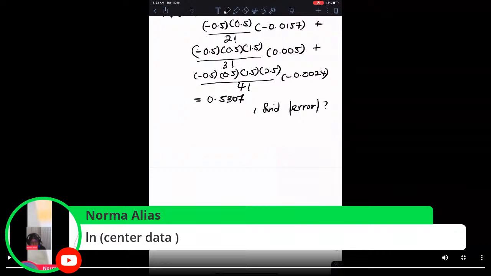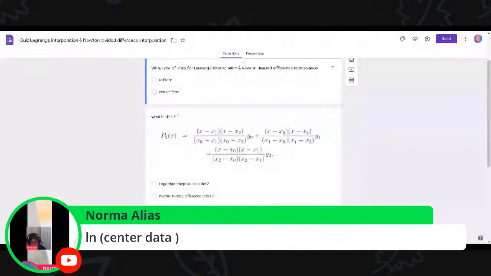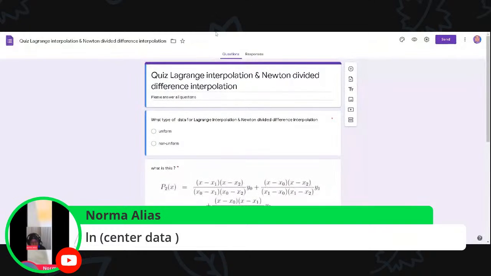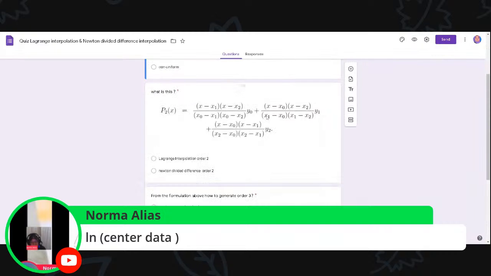If I can share the screen, I share the screen. I go to the form. This is my question. What types of data are used for Lagrange interpolation and the Newton divided formula? I give you this question.